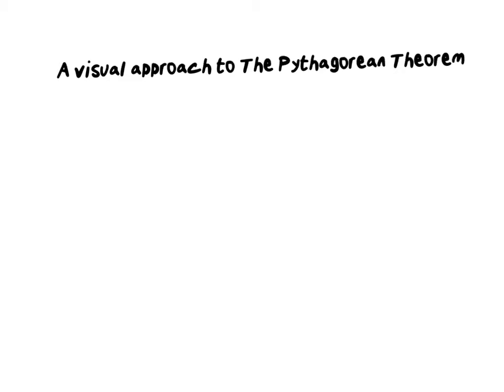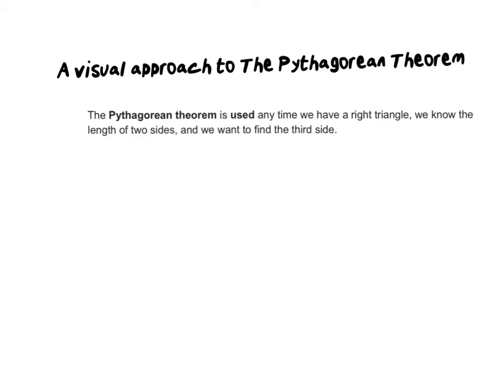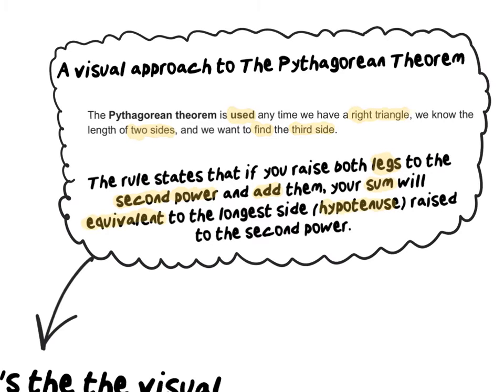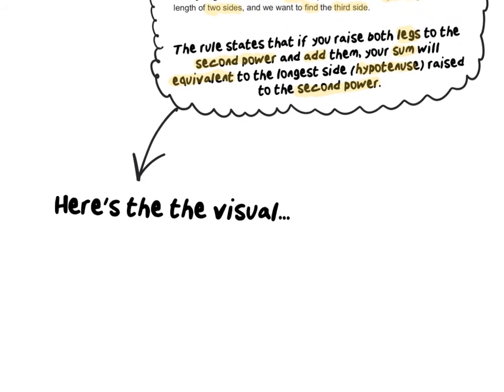A visual approach to the Pythagorean theorem. The Pythagorean theorem is used anytime we have a right triangle, we know the length of two sides, and we want to find the length of the third side. The rule states that if you raise both legs to the second power and add them, your sum will be equivalent to the longest side raised to the second power.